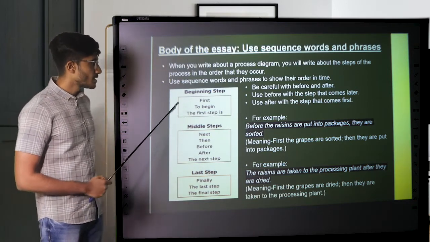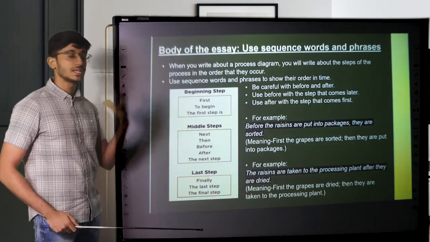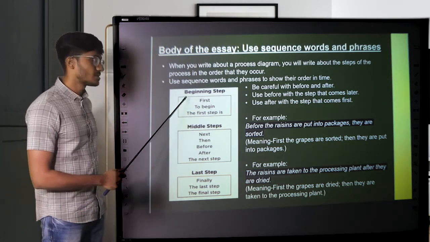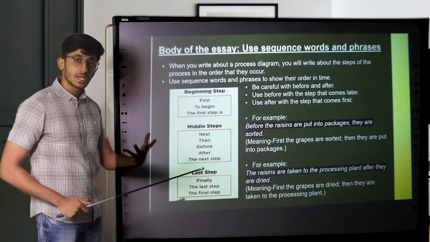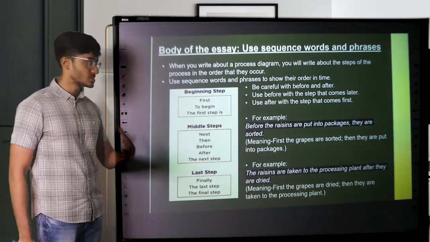Here we have a couple of example words that you can use. For example, the first step or the beginning step can be described with first, or to begin with, or the first step is, like that.